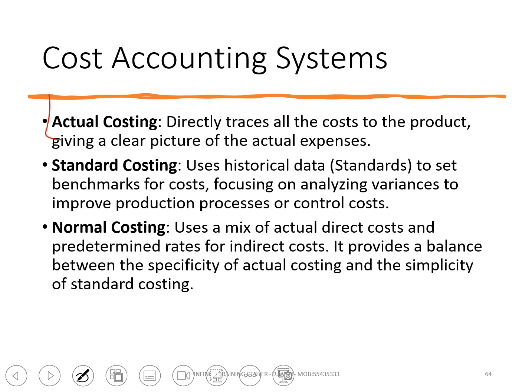In the coming slide, actual costing, as we said, directly traces all the costs of the product, giving a clear picture of the actual expenses. Standard costing uses historical data or standards to set a benchmark for the cost, focusing on analyzing variances to improve the production process. Here we are using standard costing. In detail we will be studying this in section C. Then we have normal costing. As we said, it's a mix of actual costing and standard costing.